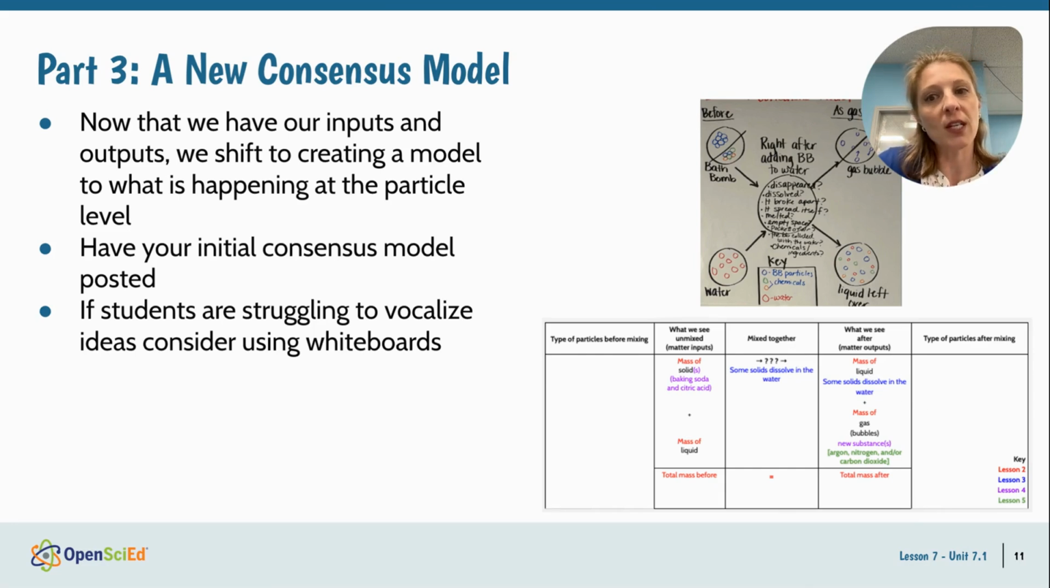If students are struggling to vocalize what we think that these inputs and outputs might look like at a particle level, consider using whiteboards.